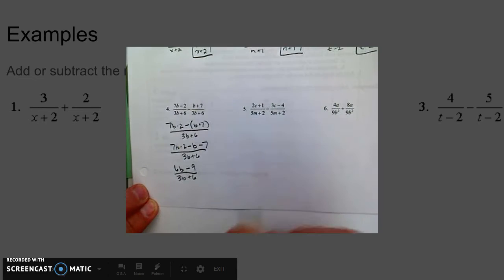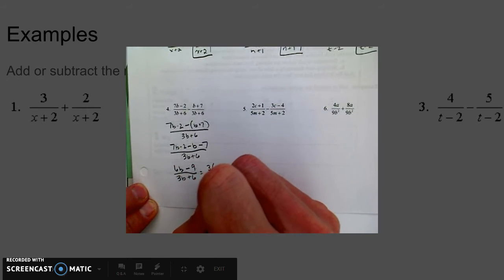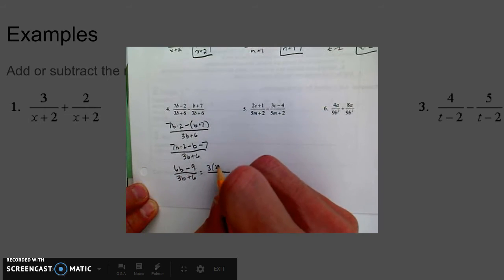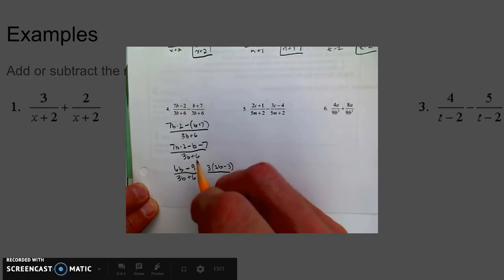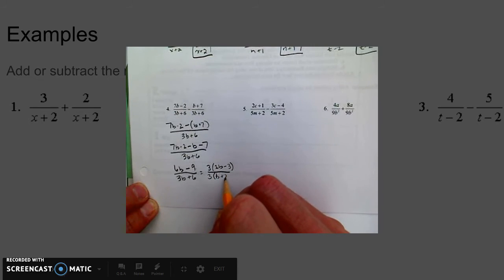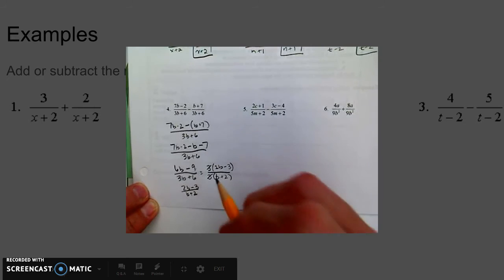So now I look at these expressions and I say, can I simplify these any farther? 6b minus 9, well, that's got a common factor of 3. 6 is 2 times 3. And then 9 divided by 3, that's going to give me 3. In the denominator, I can factor out a 3 with b plus 2. 3 divided by 3 is 1. So I have 2b minus 3 over b plus 2.